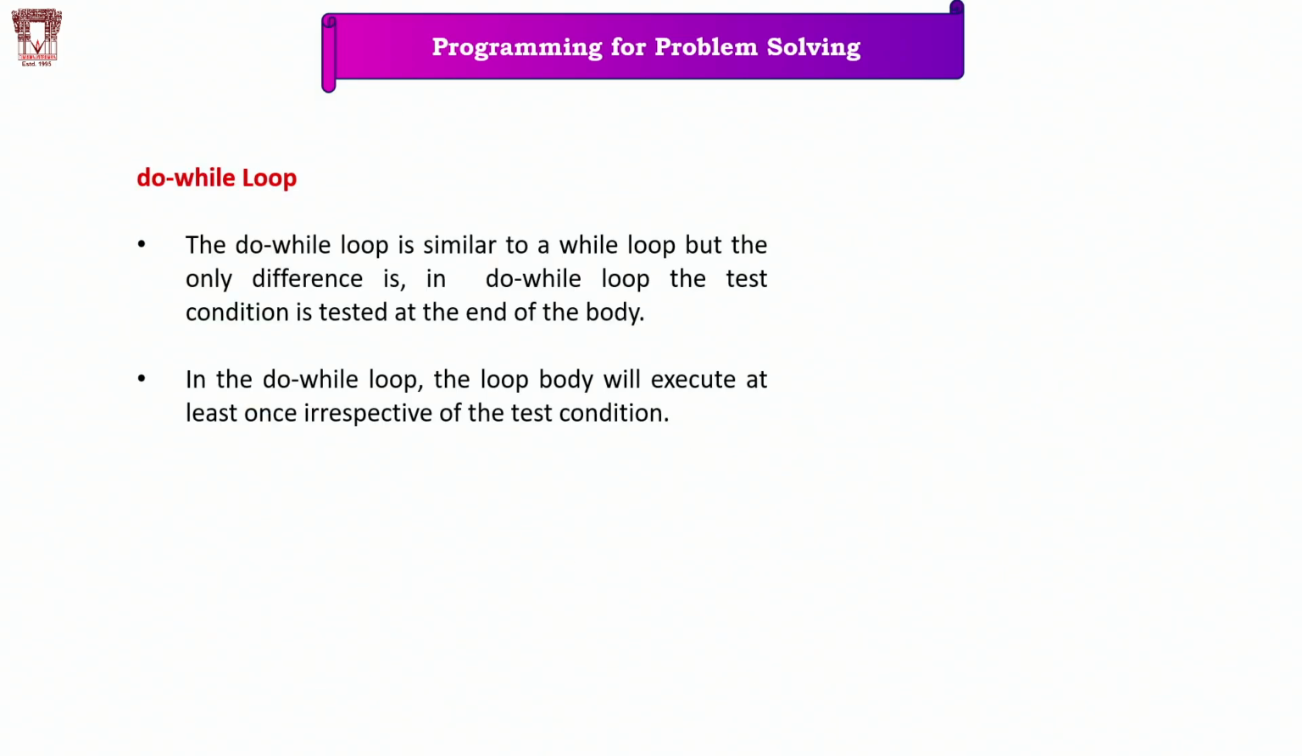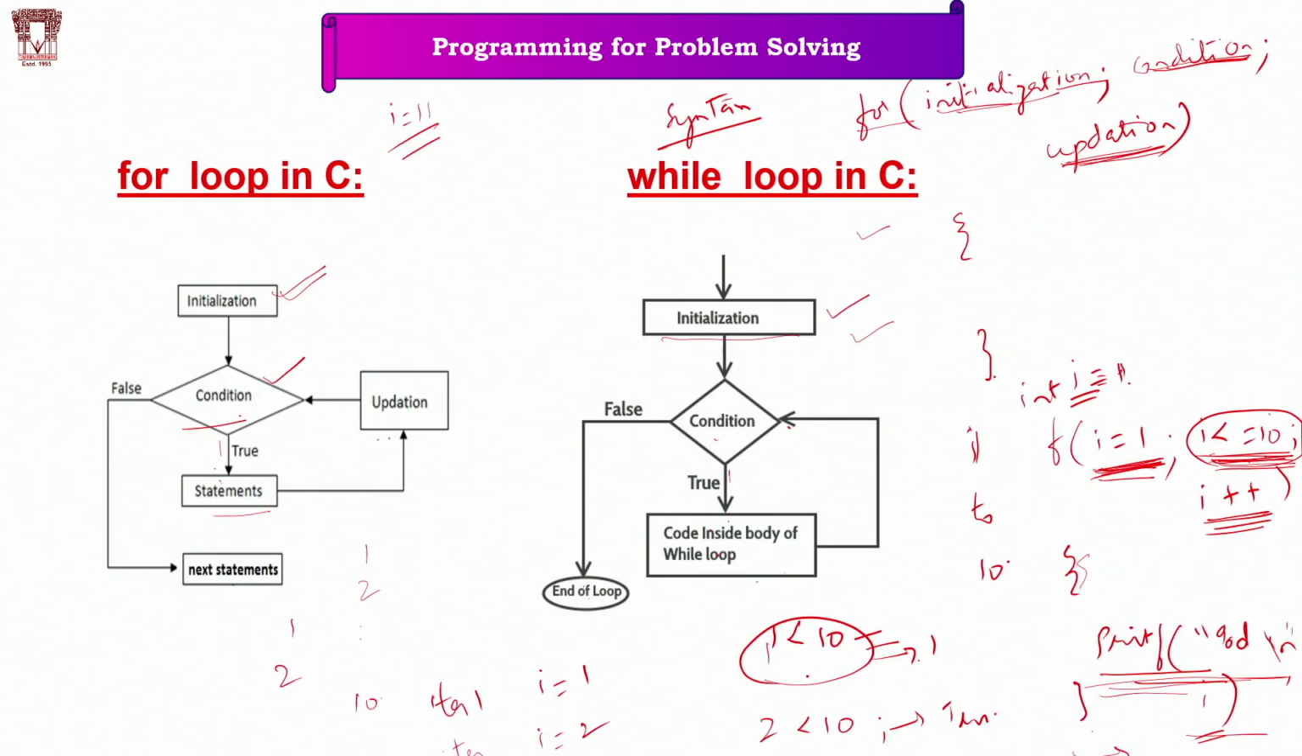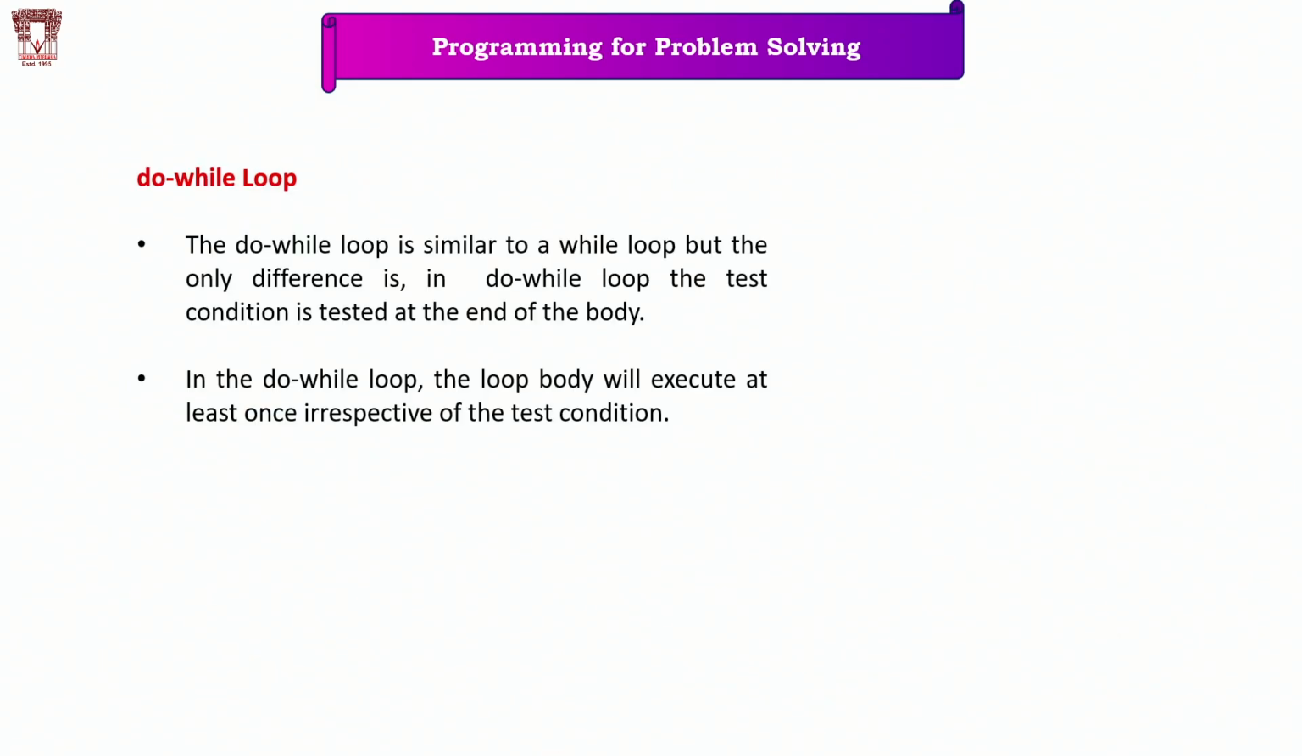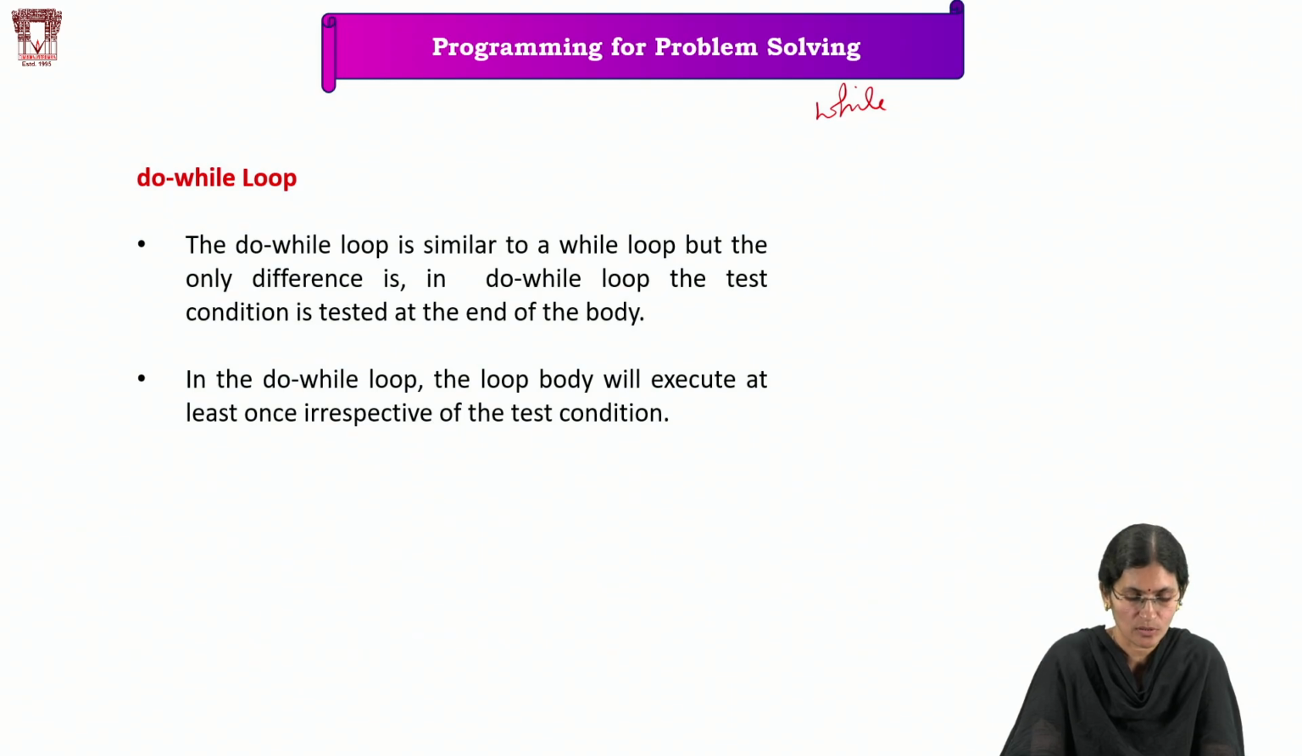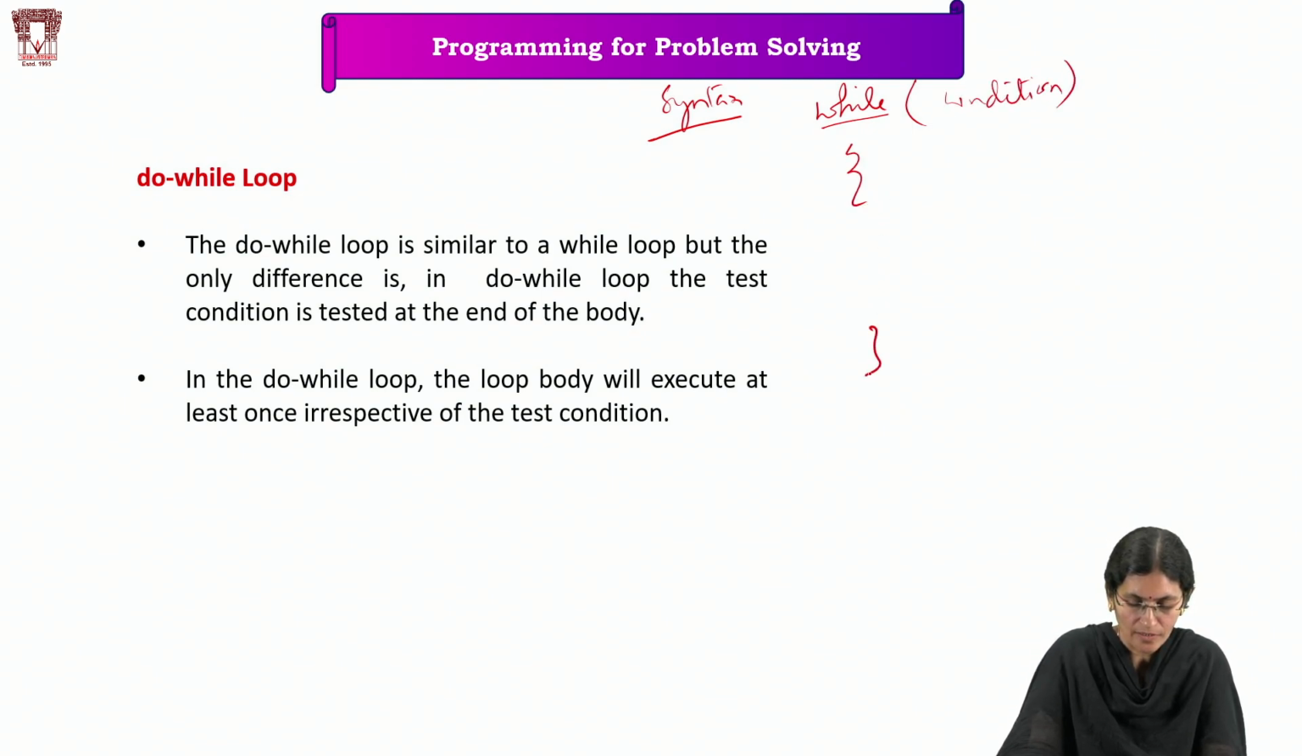Now let us see the syntax of the while loop, and then we'll go for the do while loop. So this is the syntax of the while loop. while is a keyword which we need to use, and inside the parentheses we need to write the condition, and inside these brackets we need to write the statements.